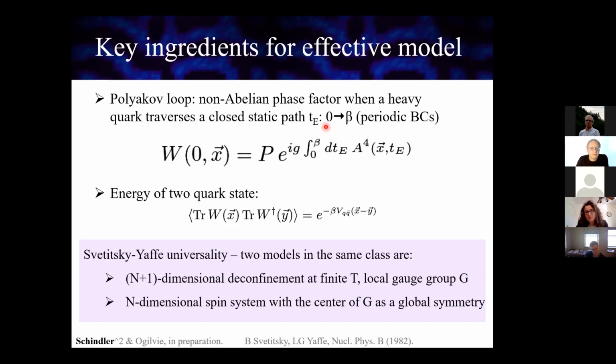It's periodic boundary conditions, so the Euclidean time goes from 0 to 0 here. And it's just an integral over the fourth component of the gauge field. You can express all sorts of quantities you might want to find in terms of this Polyakov loop, like the energy of a two-quark state: quark, anti-quark would be this. You can replace the quark anti-quark potential with the quark-quark potential, and just stick in a W instead of a W dagger here and get the quark-quark. Very convenient for using in effective models.